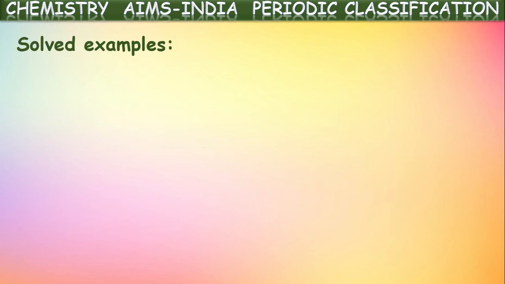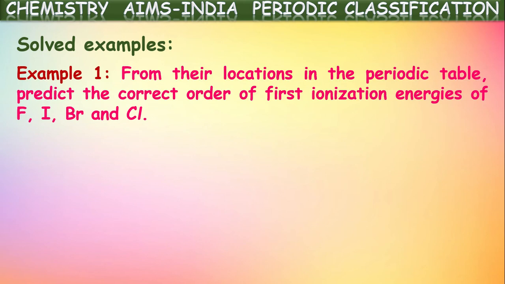Let us see some solved examples based upon this variation of ionization potential in the modern periodic table. See the first question. From their locations in the periodic table, predict the correct order of first ionization energies of these elements. What are those? Fluorine, iodine, bromine and chlorine. Did you find any relation between these elements? Yes, there is a relation. What is that? These all elements belong to the same group.